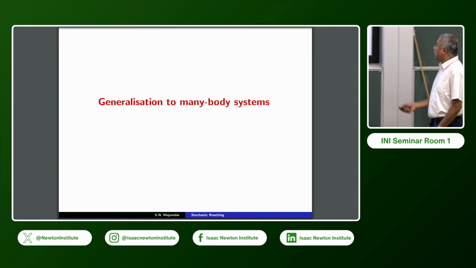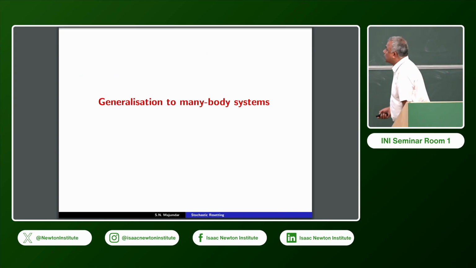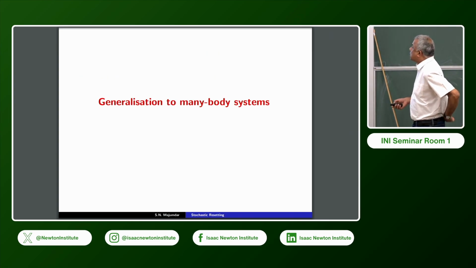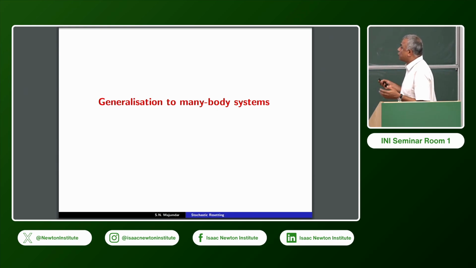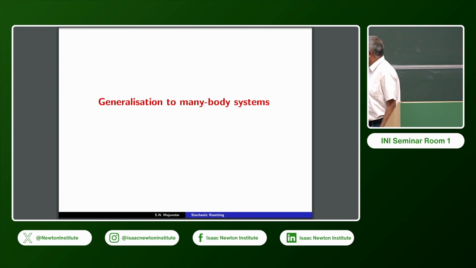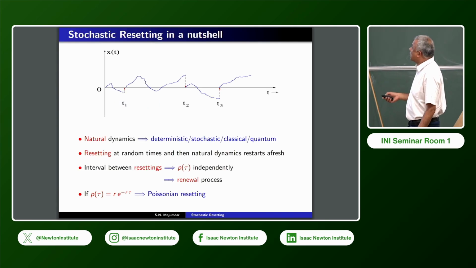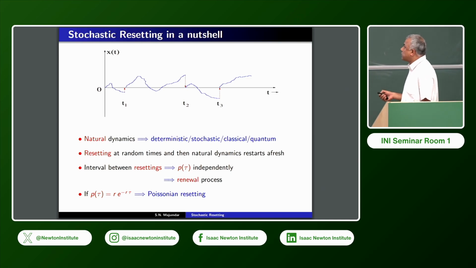So now, in the next few minutes, let me try to make a generalization. So far I was talking about a single particle problem. I want to generalize to many body systems. So how do we generalize to many body systems? As I said, stochastic resetting is a very general concept.